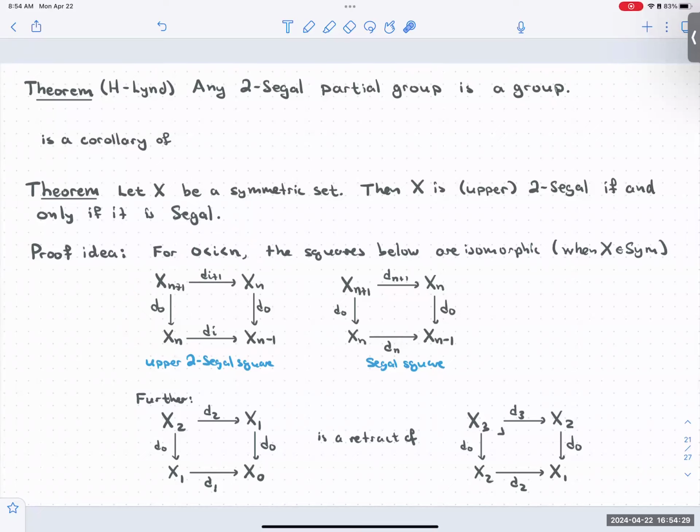Now, this doesn't cover everything because there's still this bottom dimension where I don't have any upper 2-Segal squares. But then this becomes a retract argument. So this bottom layer is a retract of the one layer up. This is just a very brief sketch, and this works much more generally. So this would work for X is upper 2K-Segal if and only if it is lower 2K minus 1 Segal. But that's why this holds.